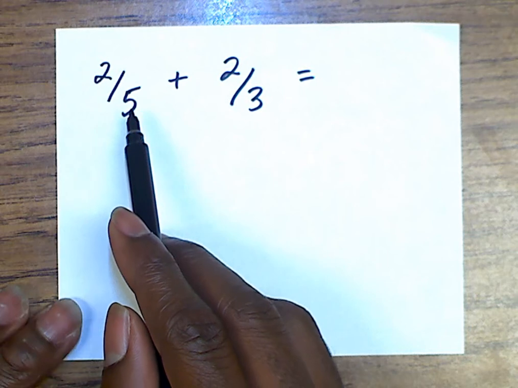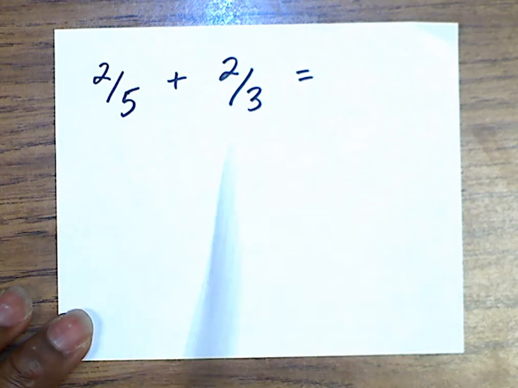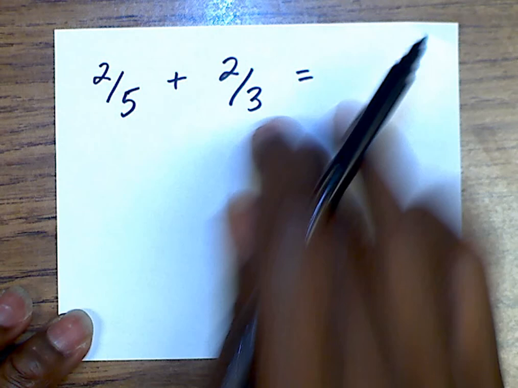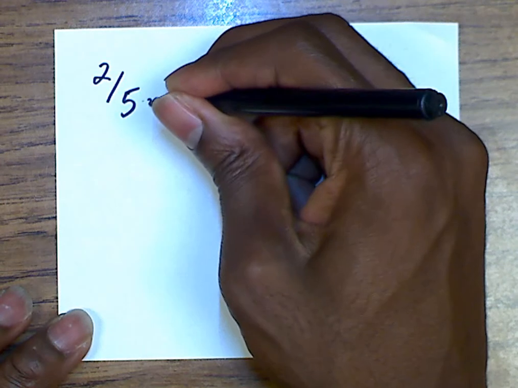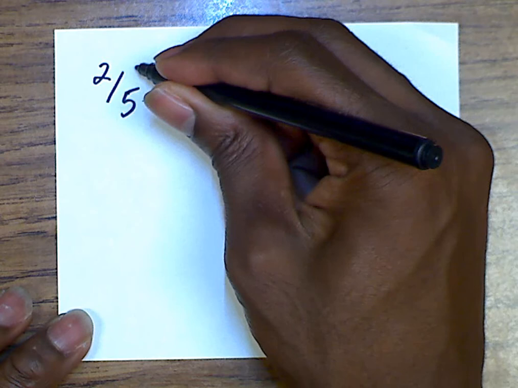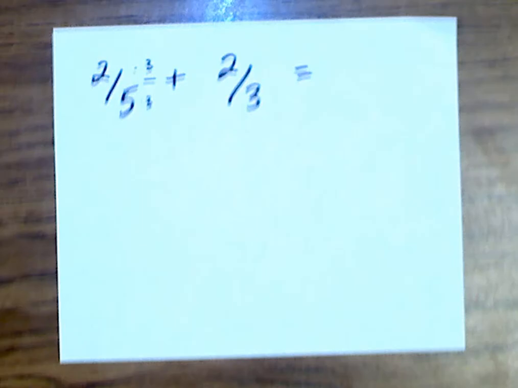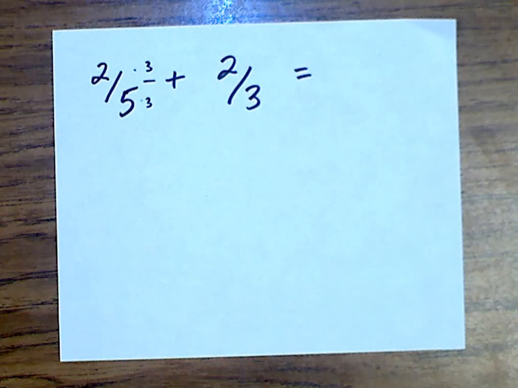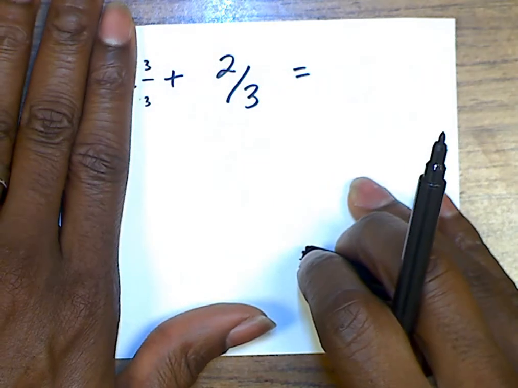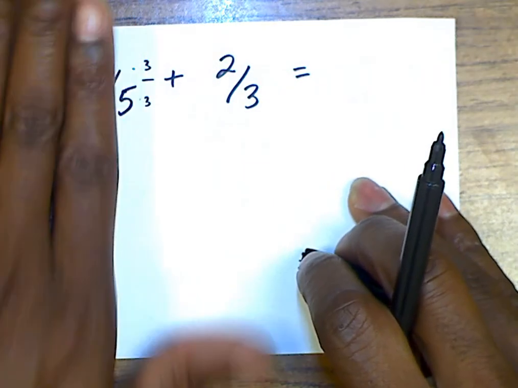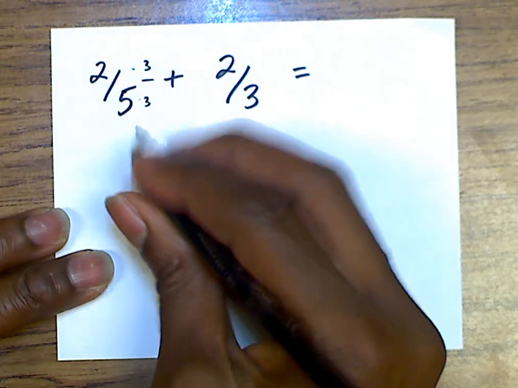Okay, 5 and 3 both multiply to give us 15. So in order to make this addable, I need to multiply this by 3 to make it 15. And in order to not change the value of the fraction, we're going to multiply the top by 3 as well. Quick thing we'll come back to later in the year, 3 over 3 is 1. If we multiply a number by 1, it doesn't change the value of the number. So 2/5 becomes 6/15.